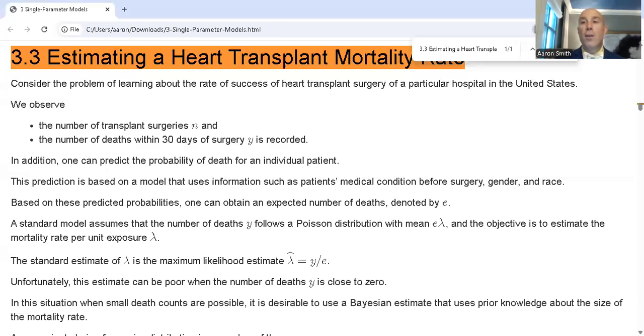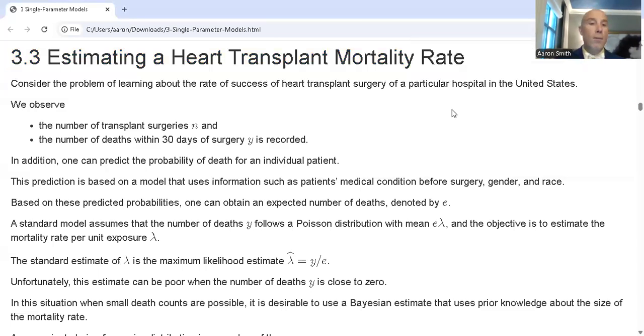All right, so consider the problem of learning about the rate of success of heart transplant surgeries of a particular hospital in the United States. I'm not talking about all hospitals, a system of hospitals, or a region of hospitals. I'm talking about my hospital. As a statistician, I'm only concerned with this one location. Well, then I'm not going to have that many observations to work with, so it's going to be hard to trust my results because I just don't have that much.